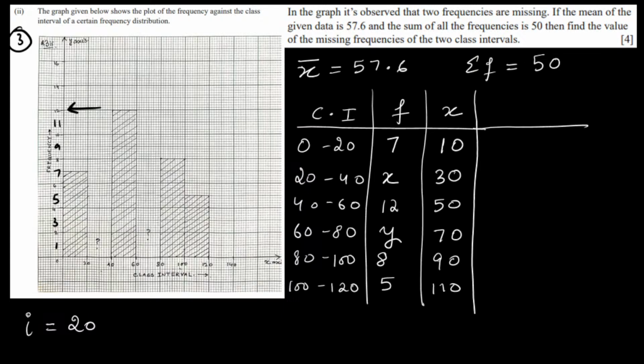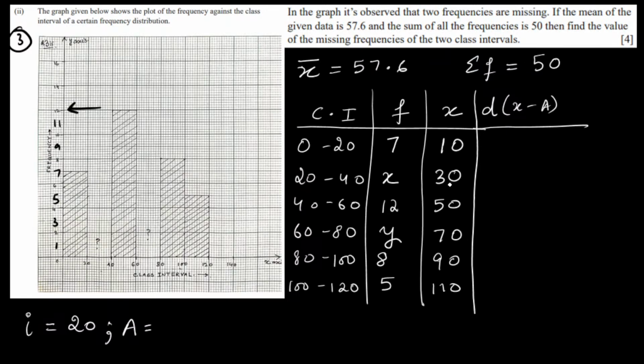So I am just going to do it with the shortcut method. It will be less lengthy, because the direct method will be very lengthy. So we have to find the deviation. Deviation is x minus a. Which number can we assume as a? You can assume a either as 50 or 70 because an even number of terms are there.